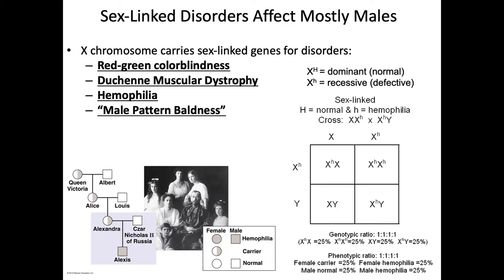And to better explain that, here, hemophilia is another example of sex-linked disorders where if you have the dominant allele, that's normal, you can clot normally, but if you have the recessive allele, that's the defective allele, and then you are not able to clot in an appropriate time period. So here in this Punnett square, we can see that the female is a carrier where this X is a normal X, dominant X. This X is a recessive X.